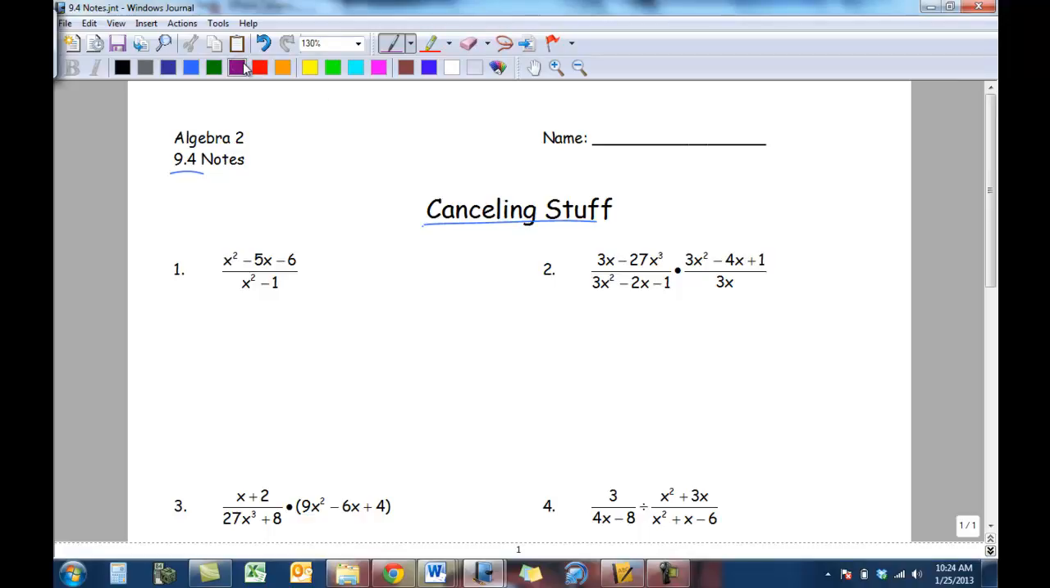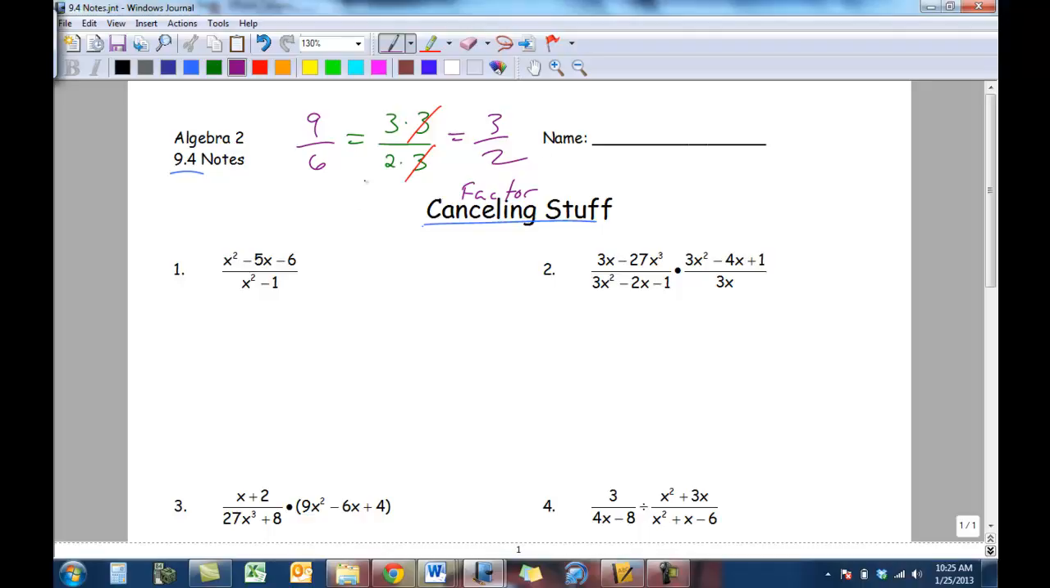Today we're going to be canceling stuff. What we're going to be doing is factoring and then canceling stuff. Let's do an old school example. If I asked you to reduce 9/6, most of you know it reduces to 3/2. Let's talk about why. What multiplies to 9? 3 times 3. And 6 is 2 times 3. Since this is division, a pair of 3's get canceled out, and we're left with 3 divided by 2.